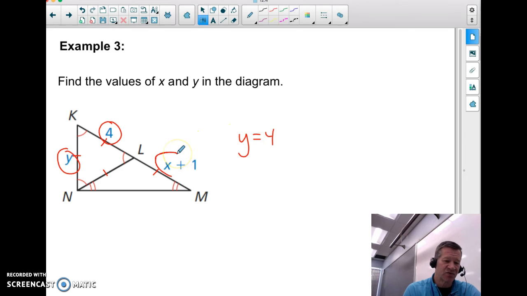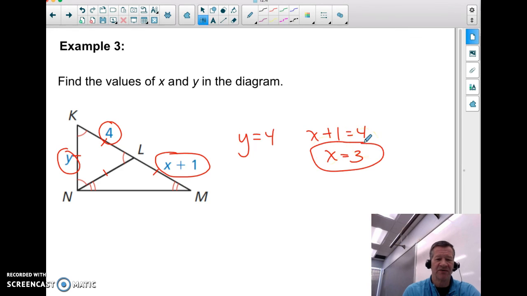And this x plus 1 must also equal 4. Well, if x plus 1 equals 4, I'd have to subtract 1 from both sides to figure out that x is 3. So there are my results. X is 3, y is 4. Done with example 3.